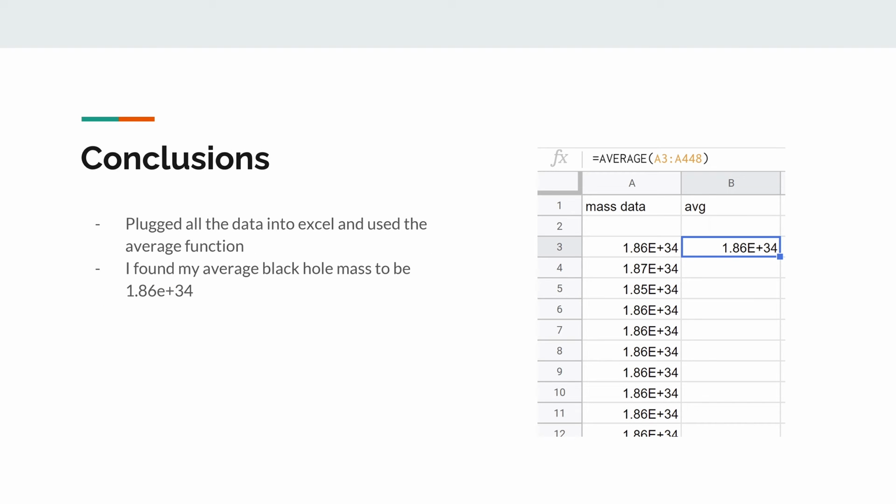Conclusions. So I plugged all the mass data into Excel and used the average function to find the average of my black hole mass. The value fluctuates between each position data point, just due to small decimal errors. And I found my average black hole mass to be 1.86 times 10 to the 34th.